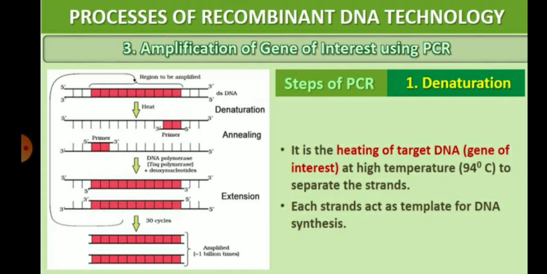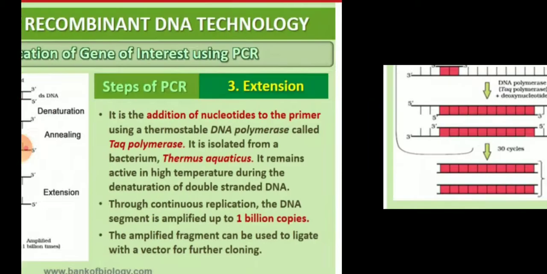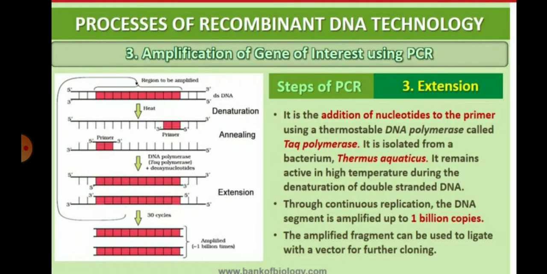It is the heating of the target DNA or the gene of interest at a high temperature, 94 degrees Celsius, to separate the strands, and each strand acts as a template for DNA synthesis. After that, the second process is the joining of the two primers at the 3' end of the DNA templates, which is the annealing.